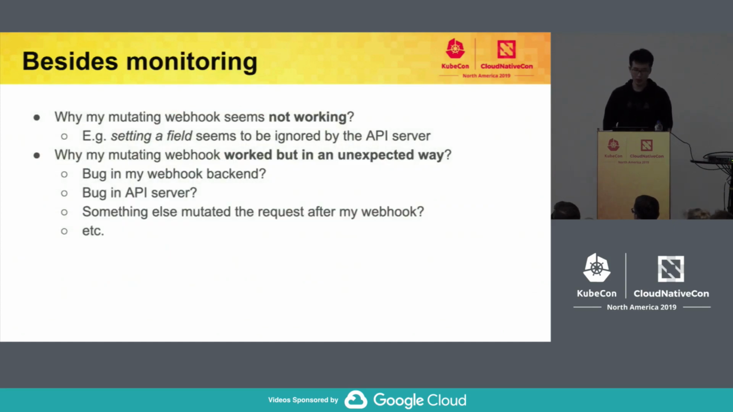Sometimes you may want to debug some non-obvious webhook behavior other than basic cluster monitoring. For example, you can tell that your webhook backend was processing the admission review and mutating the object, but it seems to be ignored from the API server's point of view, and the resulting object never got mutated. Or you find that your webhook backend was processing the review and the API server did mutate the object, but in a different way than you would expect. Could it be a bug in your webhook backend? Could it be a bug in the API server? Or could it be some other mutating webhook that changed the object after your mutating webhook?